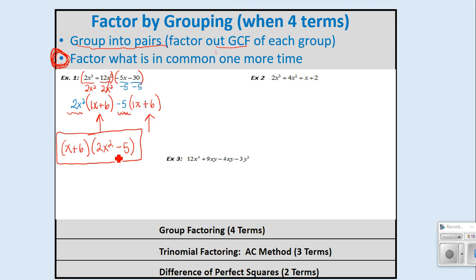That is group factoring. Those are the two factors that when you multiply, they will give you these 4 terms.